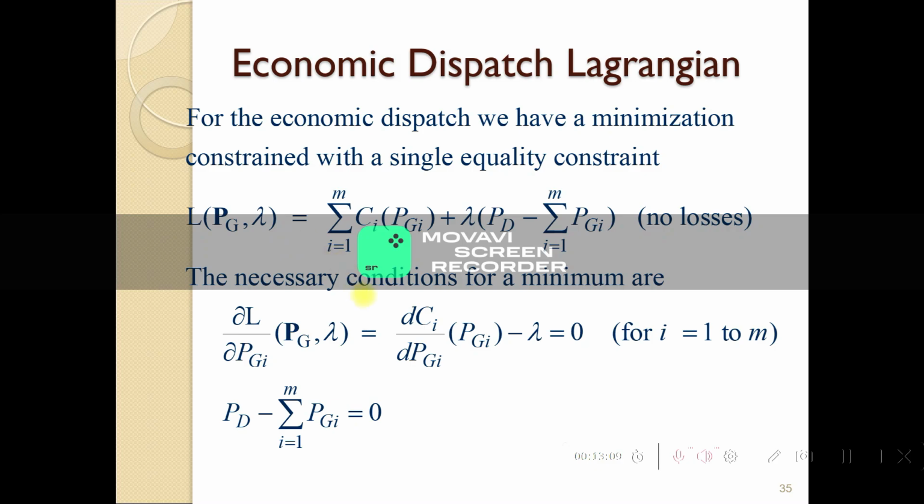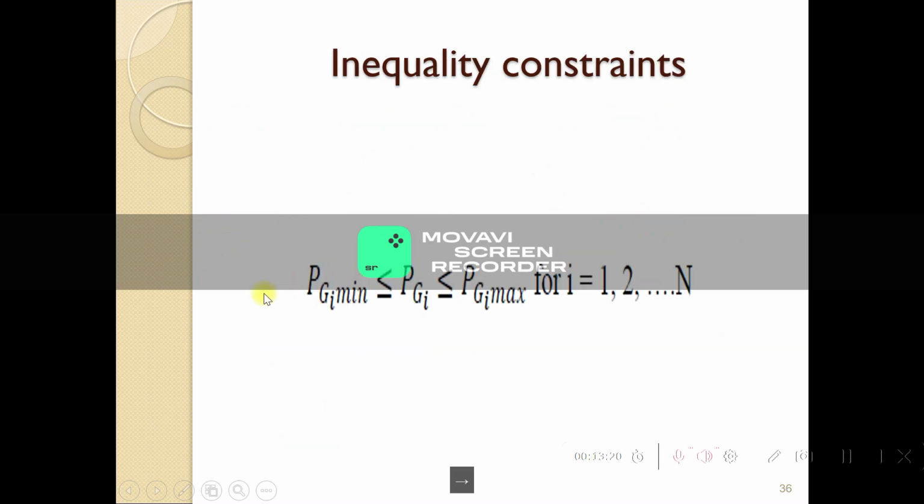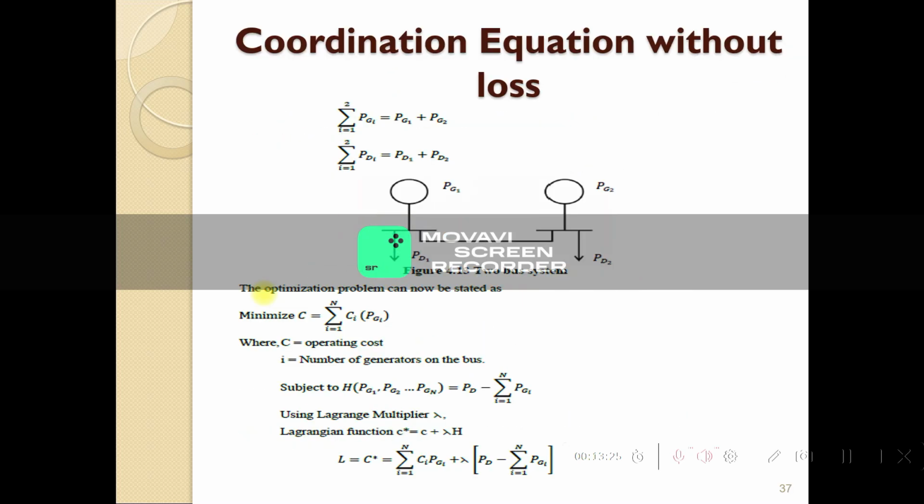Economic dispatch, Lagrange's formulation. For the economic dispatch, we have a minimization problem with a single equality constraint. So these are the necessary conditions. Inequality constraints, and then the coordination equation without losses is considered for two generating units: Pg1 plus Pg2 equals the demand PD1 plus PD2. We have to minimize the operating cost over the number of generators.